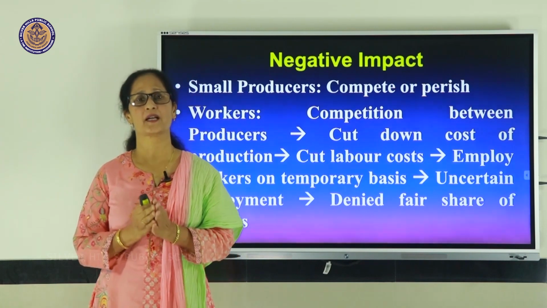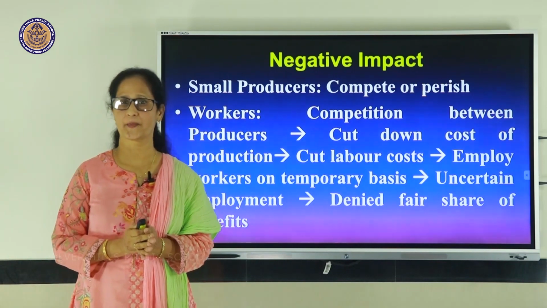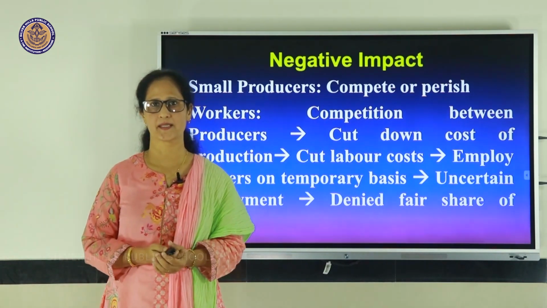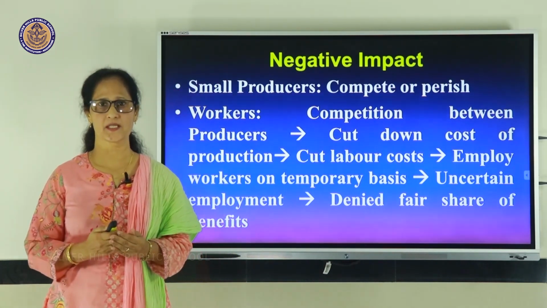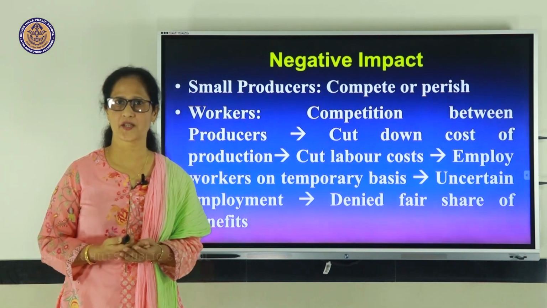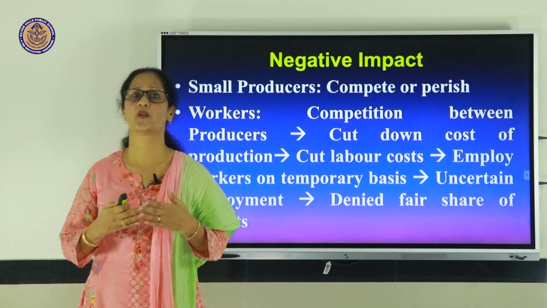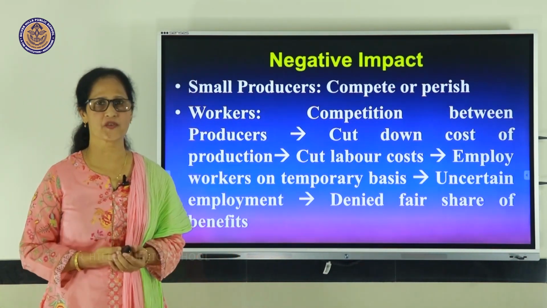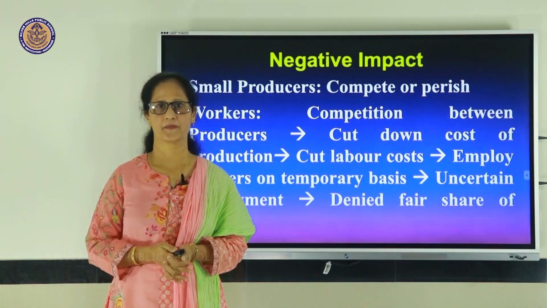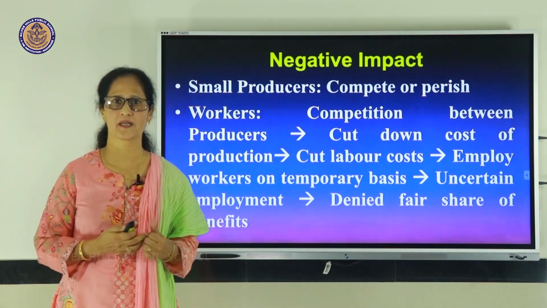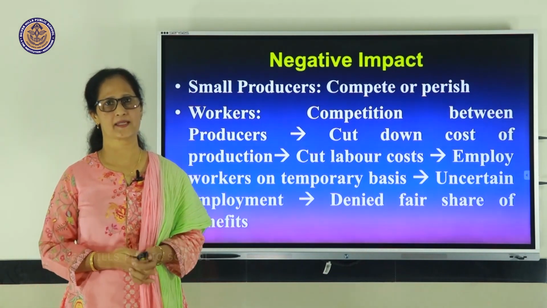So, the workers are employed on a temporary basis. They are not employed on a regular basis, at much lower wages. And the workers, they have to work with lower wages. Their employment is not secure. Anytime they can be kicked out of the job. They have to work overtime. They have to do night shifts. And they have to struggle to make both ends meet. So, this is the condition of workers who are denied the fair share of benefits of globalization.